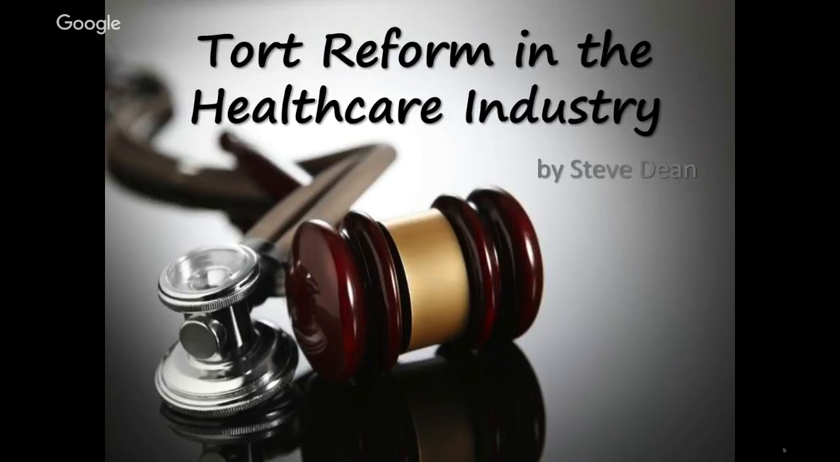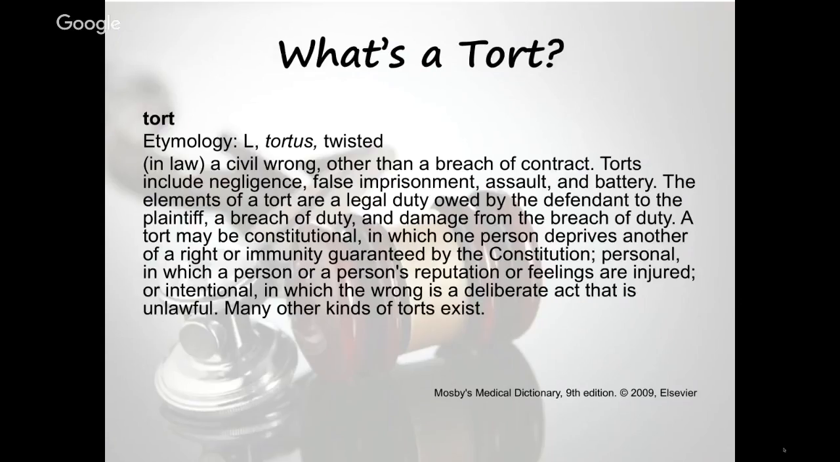So here we go. First, let's talk about what's a tort. A tort is a civil wrong other than a breach of contract. Torts include negligence, false imprisonment, assault, and battery. The elements of a tort are a legal duty owed by the defendant to the plaintiff, a breach of duty, and damage from the breach of duty.